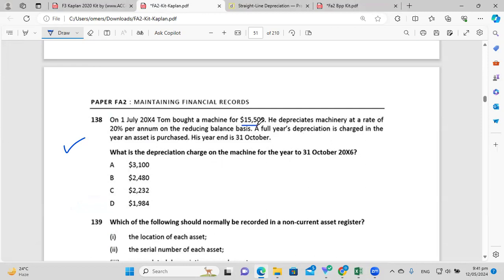Okay, so in this question, on 1st July, we bought an asset for 15,500, and we depreciate the asset at 20% per annum on a reducing balance basis. And you can just skip this line. I will explain afterwards what full year depreciation means. But for now, you just see that his year end is 31 October 2006. So he bought the asset on 1 July 2004, and the year end is 31 October. Now let's see.